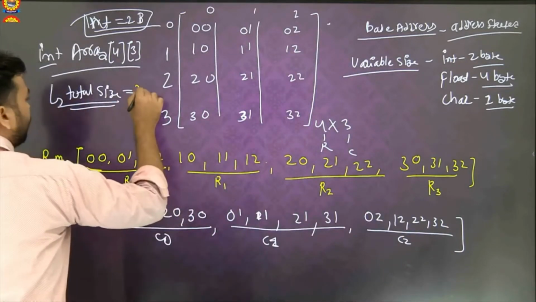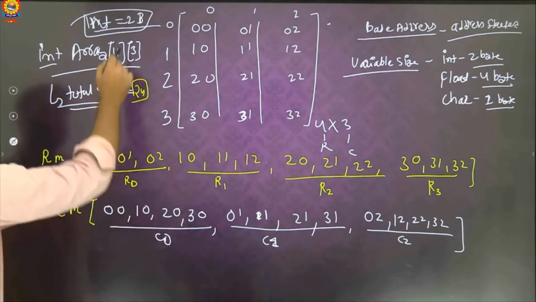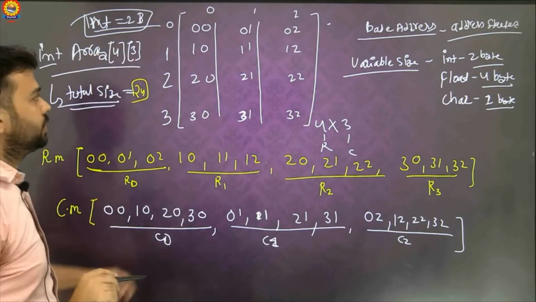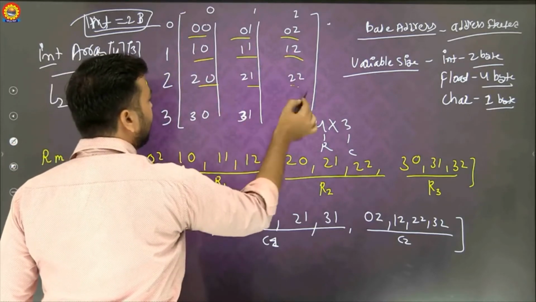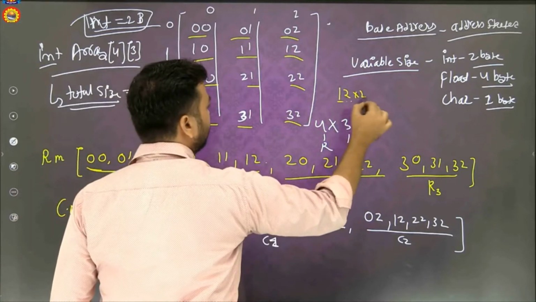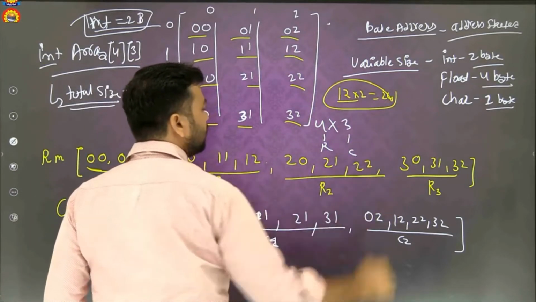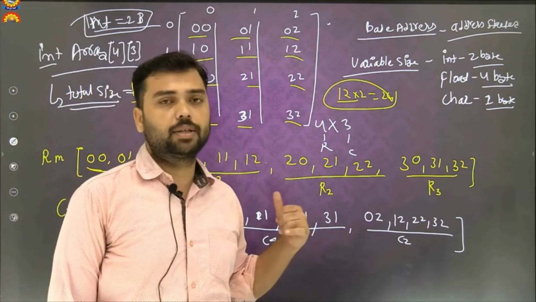How can we compute it? We compute with the help of integer takes 2 byte. We have total 12 elements: 1, 2, 3, 4, 5, 6, 7, 8, 9, 10, 11, 12. So 12 multiplied by 2, then we get 24 bytes. So total we have 24 bytes as the size of this array.